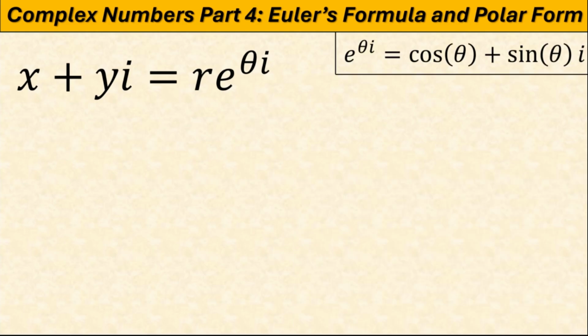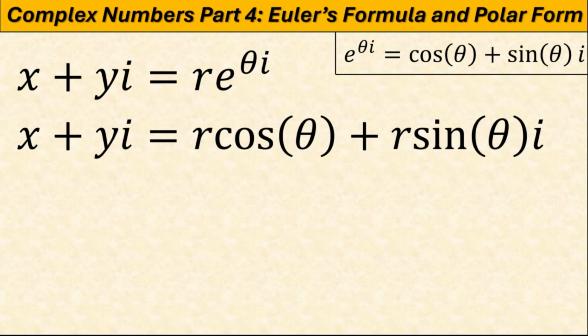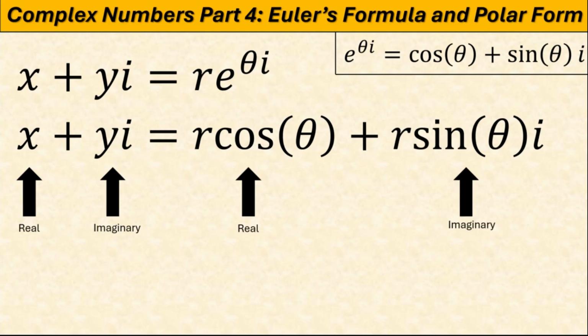First, I'll go into a bit of why this is true by demonstration. Notice I have Euler's formula in the top right for reference. Expanding polar form using Euler's formula gives that x plus yi is equal to r multiplied by cosine theta plus sine theta i. And expanding that gives this.